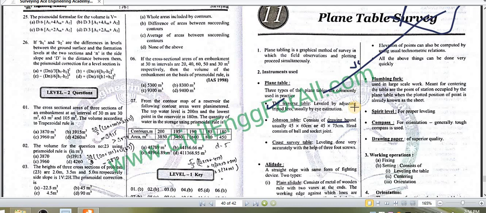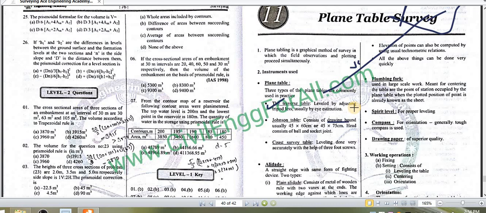The head consists of ball and socket joints. As I have told you, at the bottom it has been provided with a ball and socket arrangement so that it can be made perfectly horizontal. Because the major requirement of surveying is that the line of sight should be perfectly horizontal. For making that, a ball and socket arrangement has been provided in plane table surveying.